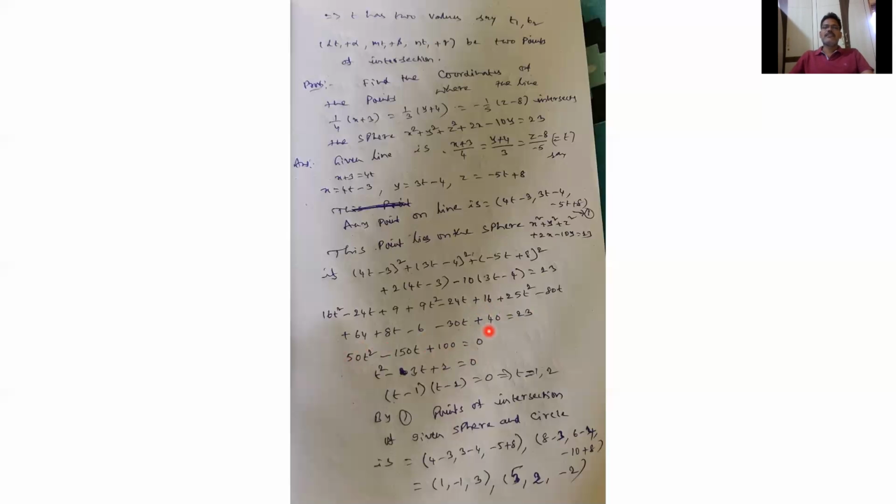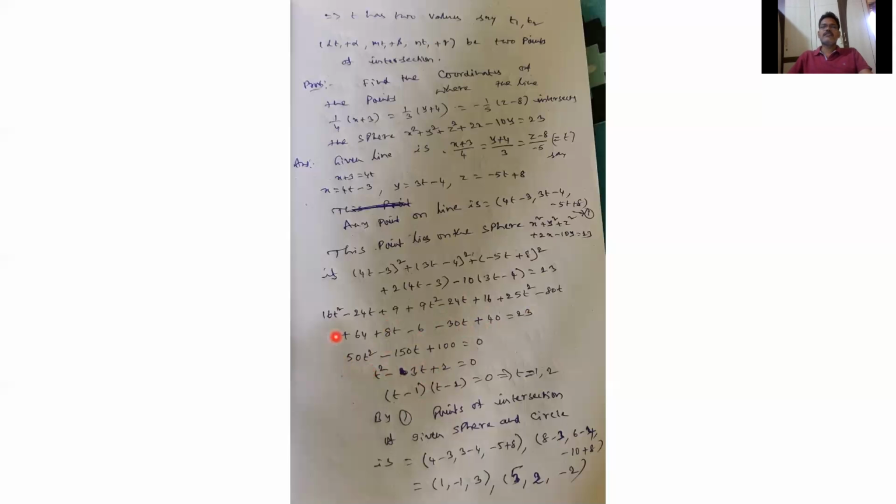Or we can do it like this. So 9 plus 16, 25. 25, 64, 89. 89 minus 6, 83. 83 plus 40, 123. If you take the left side, minus 23. 123 minus 23, 100. So finally we get 50t square minus 150t plus 100 equals 0.